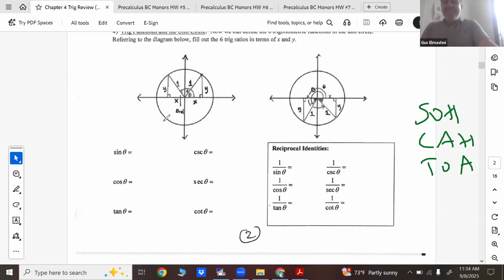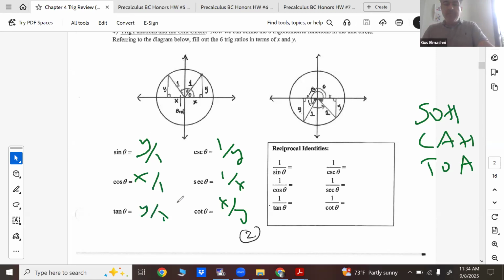Anyhow, okay. So sine theta is y over 1. So cosecant is 1 over y. Cosecant is the reciprocal. You guys learn about cosecant, secant, and cotangent. You guys familiar with that? That's gonna be new. Secant is 1 over x. Cotangent is x over y, and of course these are x over 1 and y over x.